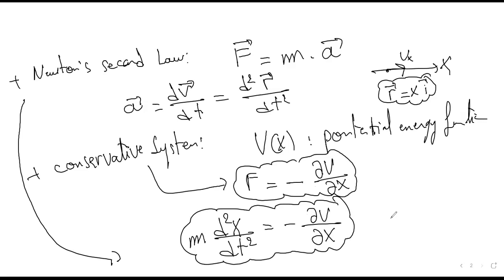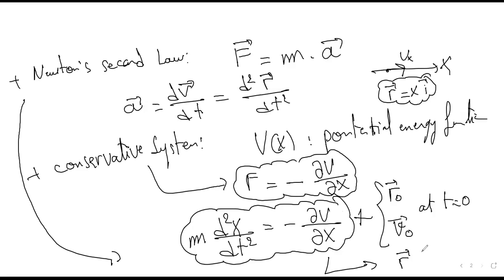So now in classical mechanics, from this relation together with appropriate initial conditions, and typically the position and the velocity at t equals 0, let's note them R0 and V0, the position vector and the velocity at t equals 0. With these initial conditions and this relation, we can determine the trajectory of our particle at a given time t. Okay?